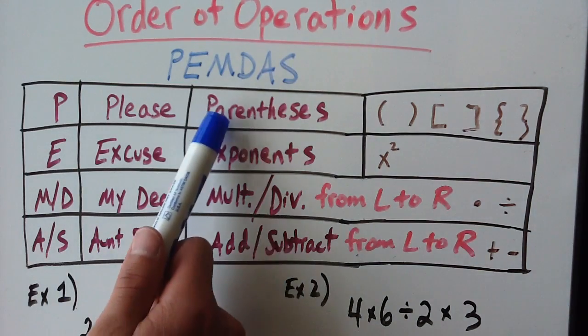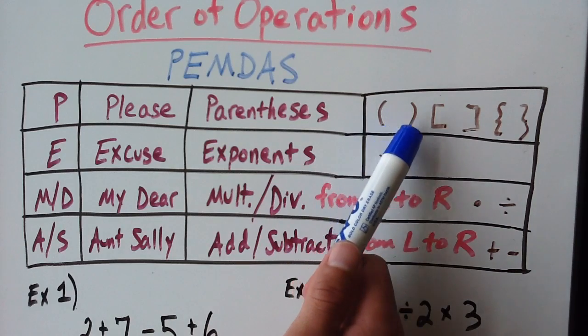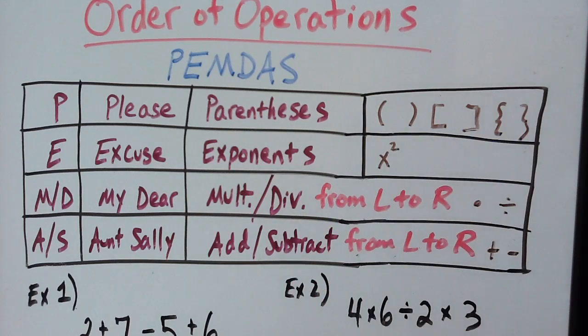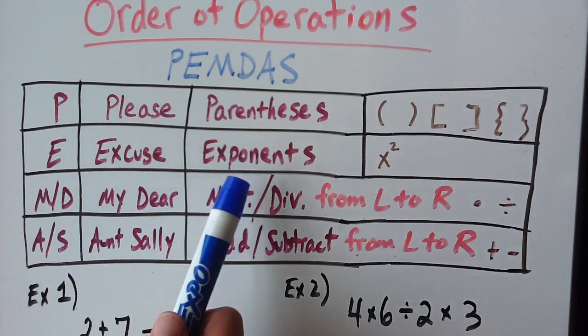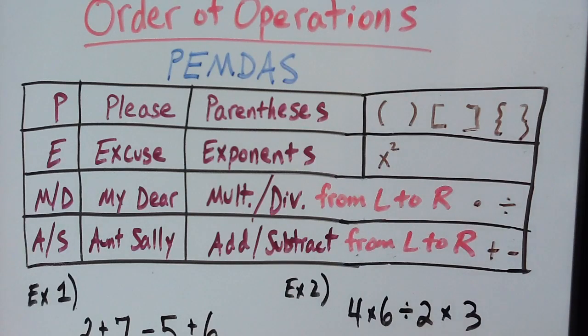P is for parentheses. So whenever we see parentheses, we do what's inside the parentheses first. Now these parentheses can look like this, they can be brackets, or they can be braces. If we see those parentheses, we do what's inside those first. E is for exponents. So something like some number squared or some number cubed. We would do exponents next.